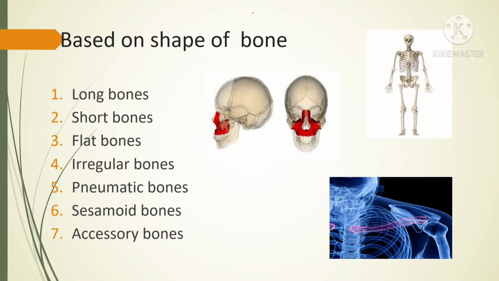Now, bones are classified based on their shape. First is the long bone. Second is the short bone. Third is the flat bone. Fourth is the irregular bone. Fifth is the pneumatic bone. Sixth is the sesamoid bone, and seventh is the sutural bone.